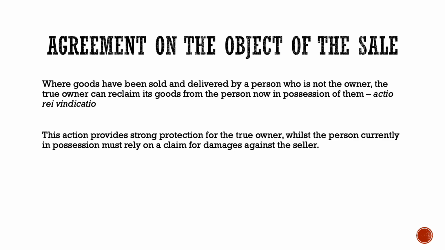So where goods have been sold and delivered by a person who is not the owner, the true owner can reclaim its goods from the person now in possession of them, and that action of reclaiming the goods is known as actio rei vindicatio. Right? So if somebody steals any property from you, you are entitled at law to institute what is called rei vindicatio by simply going to vindicate your property or to take back your property. So this action provides strong protection for the true owner, whilst the person currently in possession must rely on a claim for damages against the seller.